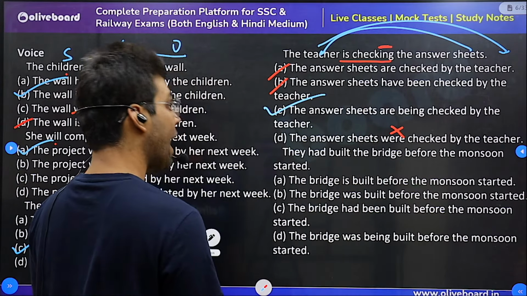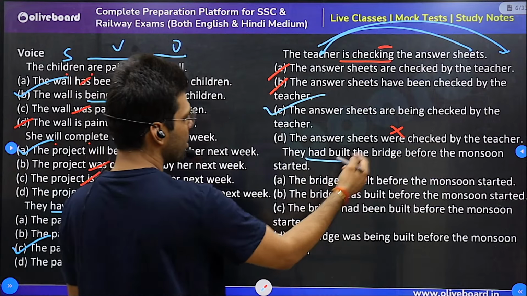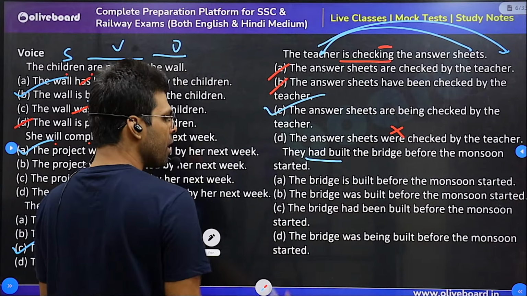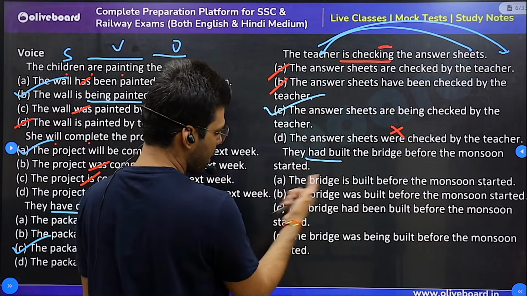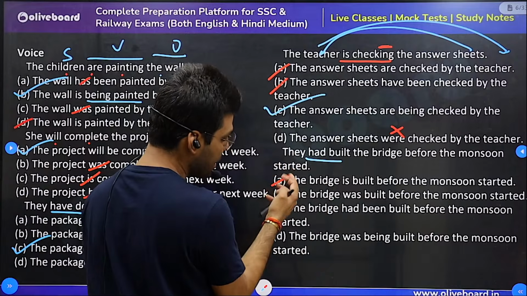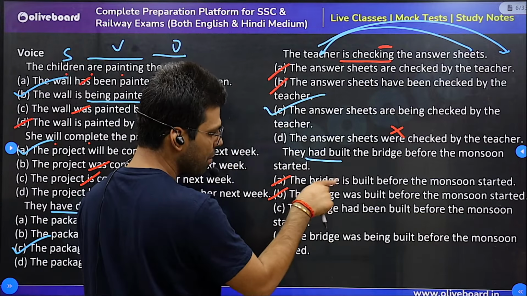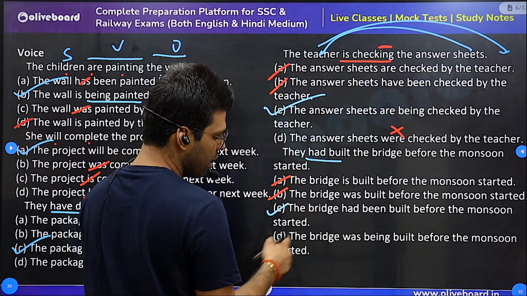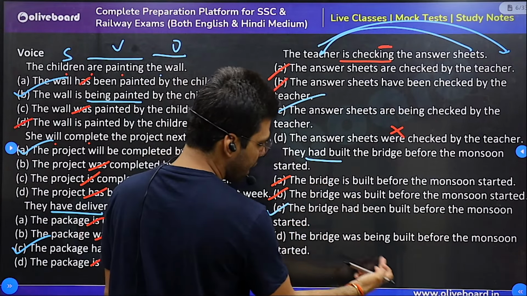They had built, past perfect. Okay, the bridge before the monsoon started. So the bridge is, but that was past perfect. The bridge was, but that's past perfect. The bridge had been built, seems good. The bridge was being, there is no "ing" there.